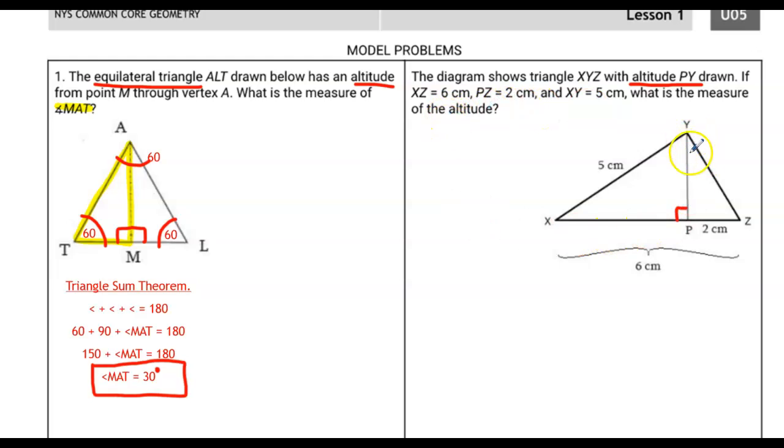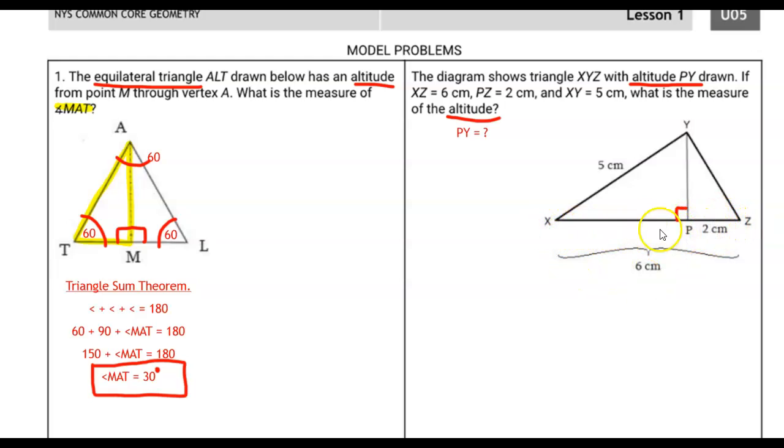what's the measure of the altitude? Well, we're looking for the measure of the altitude. Keep in mind that this is PY. And we're looking for measures of sides, so we're given some of the sides, but we're not given everything. One thing that we can find out pretty easily, though, is the side PX. We know the entire side here, XZ, is 6.